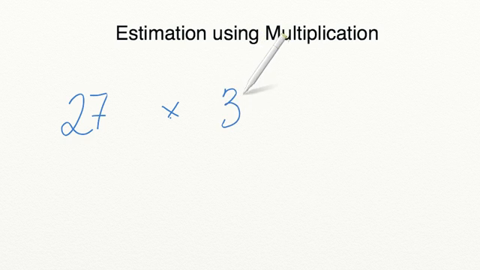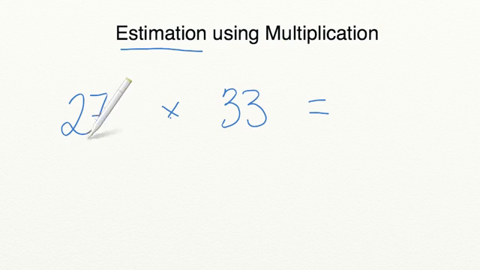We are going to begin today by trying to estimate the product of 27 times 33. Now remember, estimation is giving an educated guess. So we're going to estimate the product of these two numbers. Since our numbers only go to the tens place, we're going to start by rounding each of these numbers to the nearest 10. So we're going to start with 27.